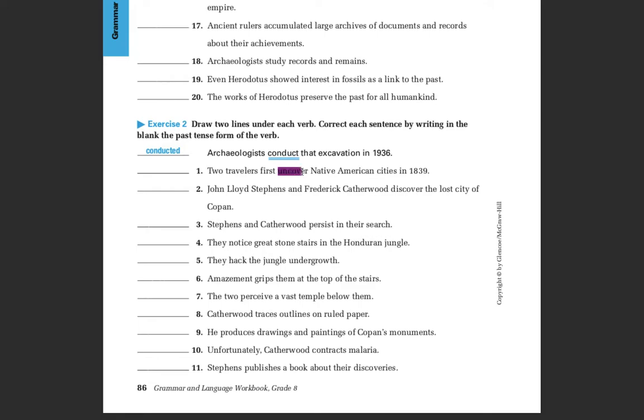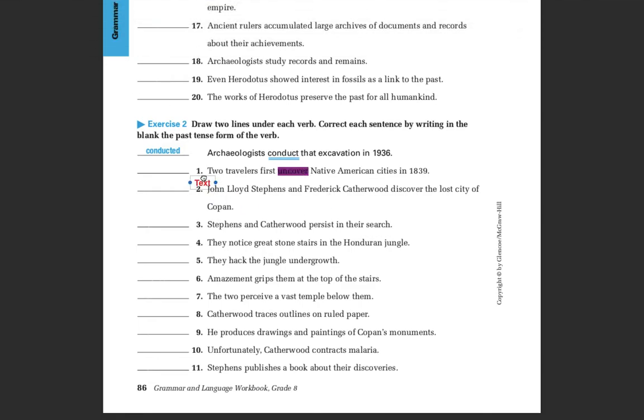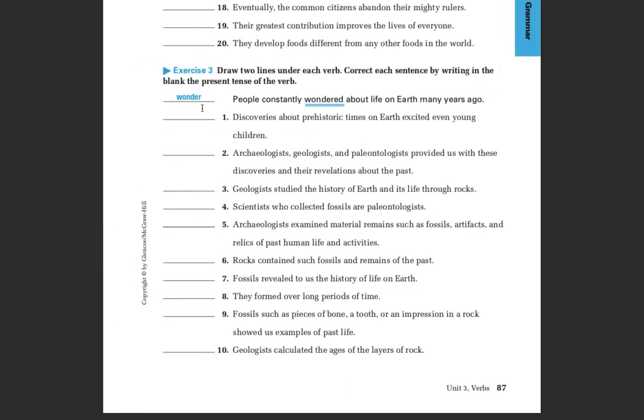Number 1 says two travelers first uncover Native American cities in 1839. Where's my verb? Yes, my verb is here. It's uncover. I need to put it in the past tense. Of course, don't forget to double underline the verb and then you can change it to the past, so it becomes uncovered, just like that. And that's what you guys need to do with the rest of the sentences.